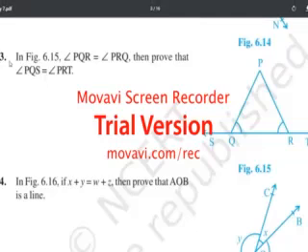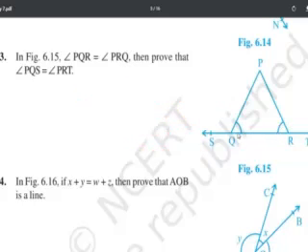As you can see over here, question number 3, here it has been said in figure 6.15, angle PQR is equal to angle PRQ. You can see this angle PQR and PRQ, the marked angles are equal. Then prove that angle PQS is equal to angle PRT. It's very simple. Simply you can do here.